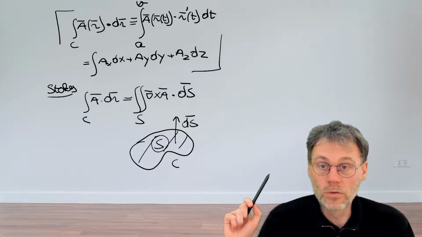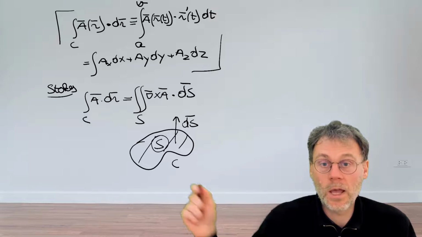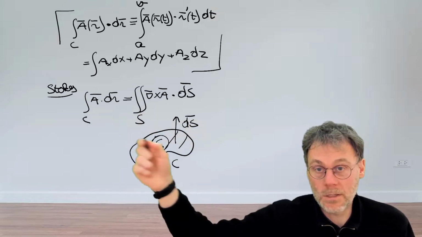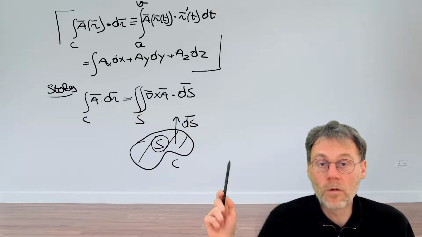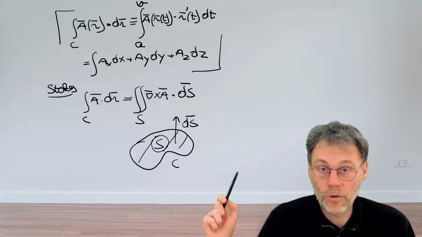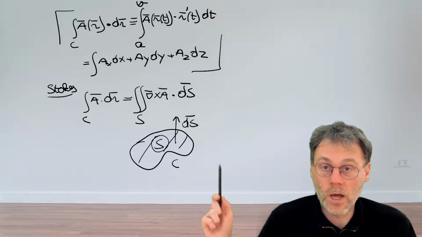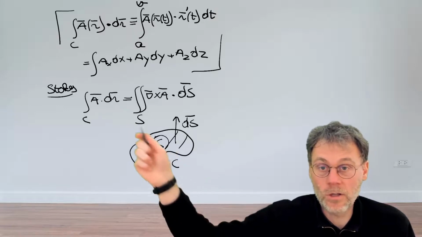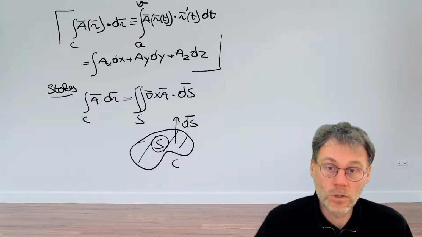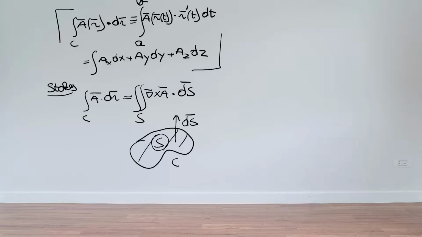So what I suggest you do now is pause the video and simply rephrase this equation of Stokes for the case of a two-dimensional situation. So what we're dealing with, so without a z component. So pause the video and simplify Stokes to the two-dimensional case.